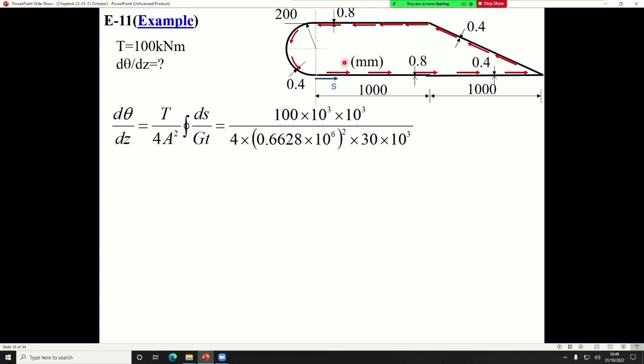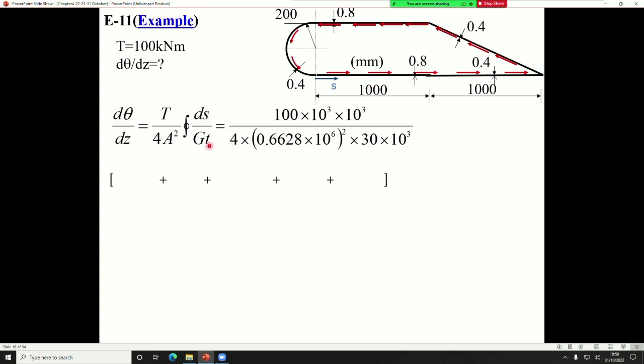Thickness is variable, as you can see. I've attached the origin of the curvilinear coordinate system at this location. This is what I'm doing now. So, loop integral of ds over Gt. What is actually ds? ds means, if I start from here, this is the length of this panel. If I'm finding the loop integral of ds over Gt, I have to go around the section. So I start from this point. If I look at this panel, it has a thickness of 0.8 millimeters and a length of 1,000 millimeters.